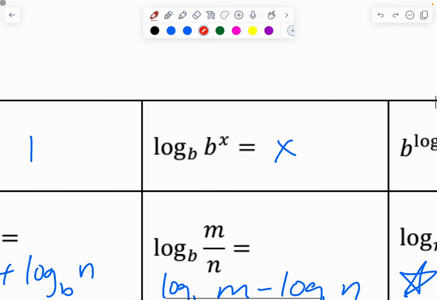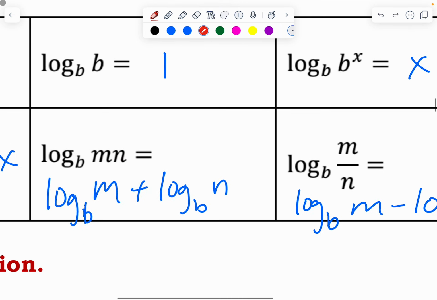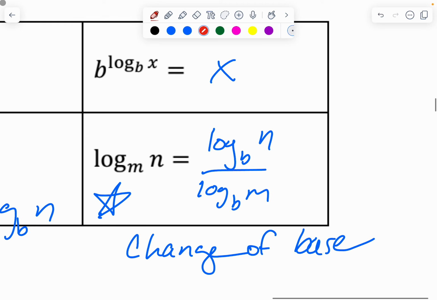Okay, continuing on. If I have an exponent here, I can bring it out front. So log base b of x to the m is equal to m times log base b of x. If I'm multiplying two things together inside a single log, it can be split apart into two logs: log base b of m plus log base b of n. Subtraction and division go together. With division, log base b of m over n equals log base b of m minus log base b of n.